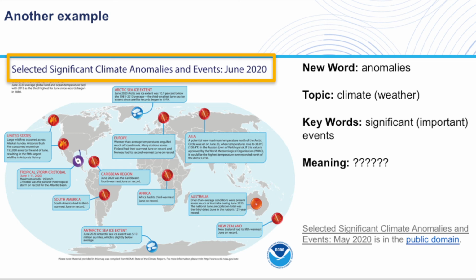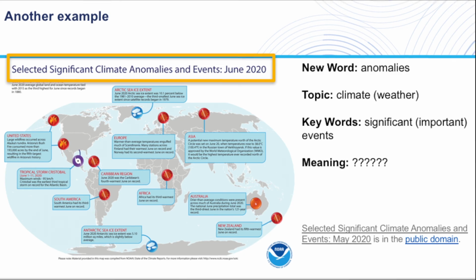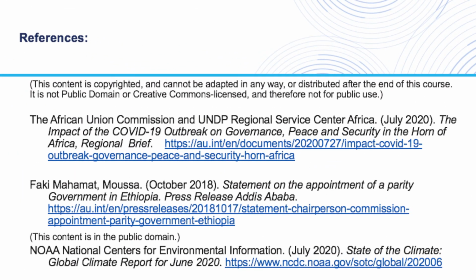The examples on the map show major storms, warmest months in many places, and wildfires. So, by using the context, we have expanded our vocabulary, learned some interesting information, and not spent a lot of time doing it. If you are interested in reading more about any of the topics from which we pulled examples, here is a reference list.